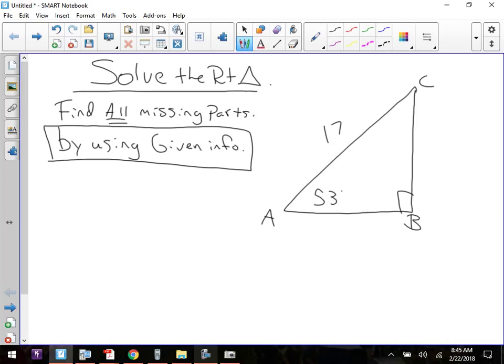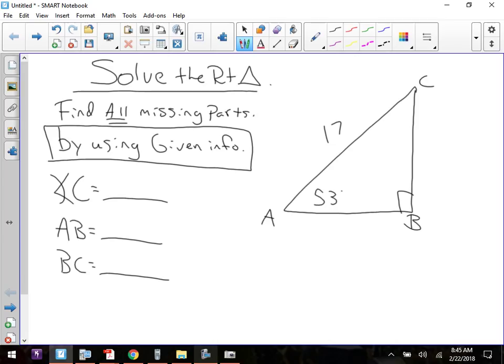So going to this problem here, what are the three things you have to solve for? What's the angle you have to find? We have to find angle C, side AB, and then we have to find side BC.